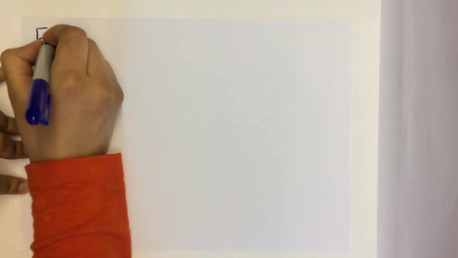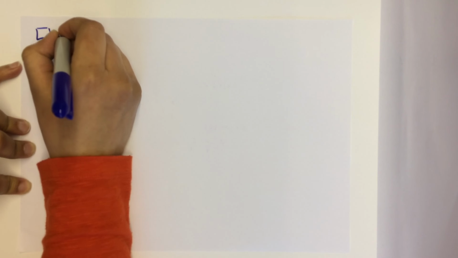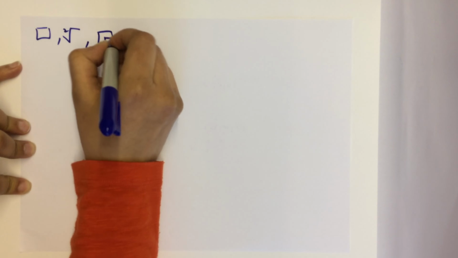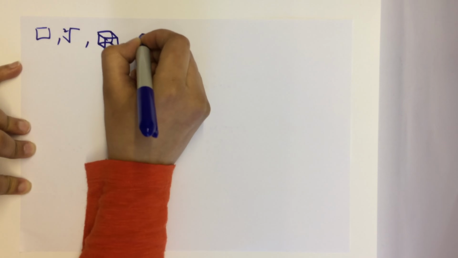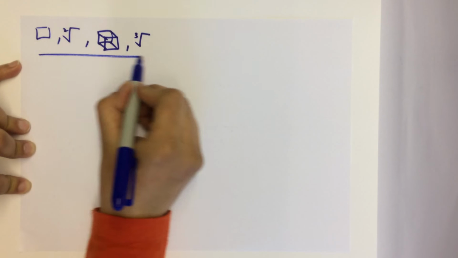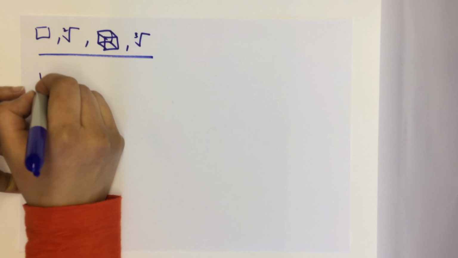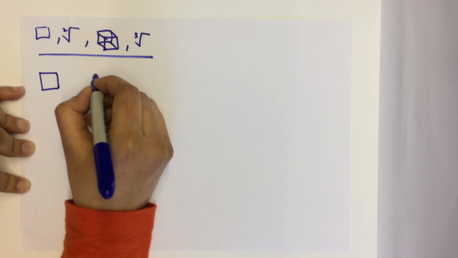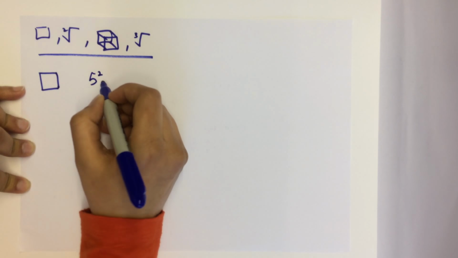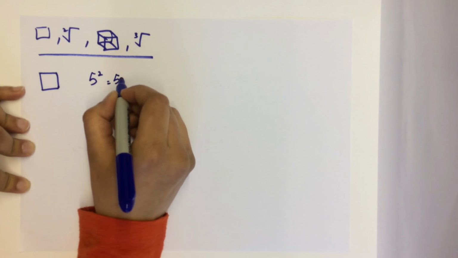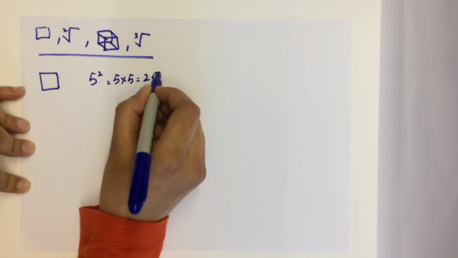Welcome to Mathematics. In this video, we will talk about obtaining perfect squares, square roots, perfect cubes, and cube roots. So basically, we're talking about squares, square roots, cubes, and cube roots. When we say square, for example, 5 squared, 5 squared is 5 times 5, which is 25.